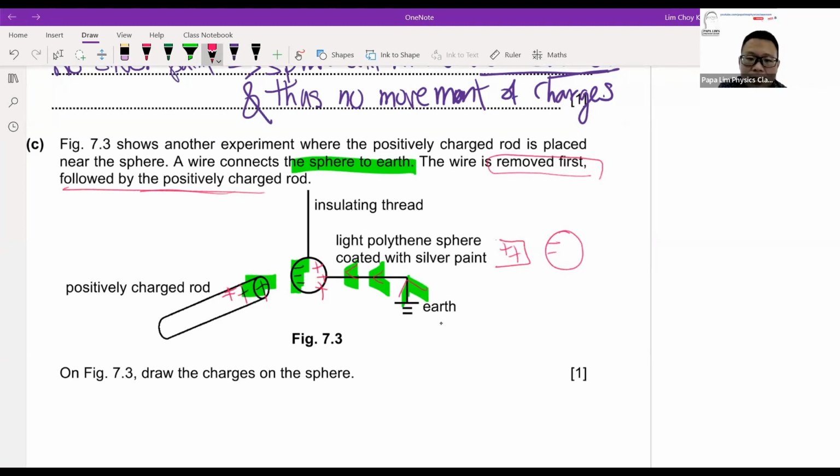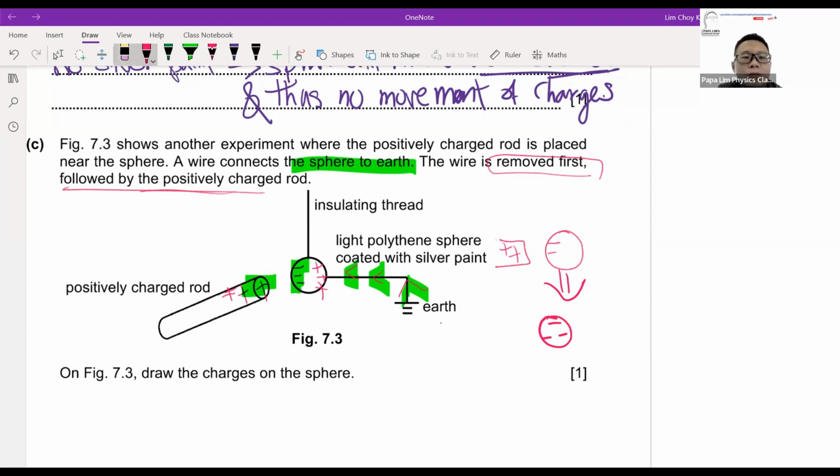Unlike charges attract. But when the wire and the positively charged rod are removed, you'll find that there's no more attraction, which means the electrons will be repelled towards the furthest corner away to balance out all the charges. So what we call evenly distributed. Take note of this.